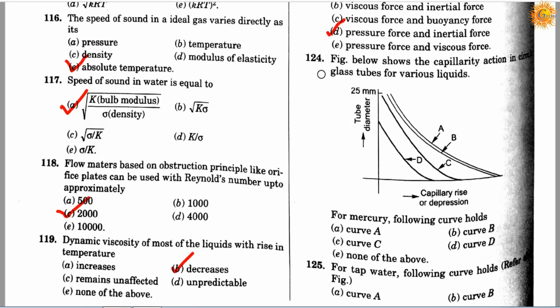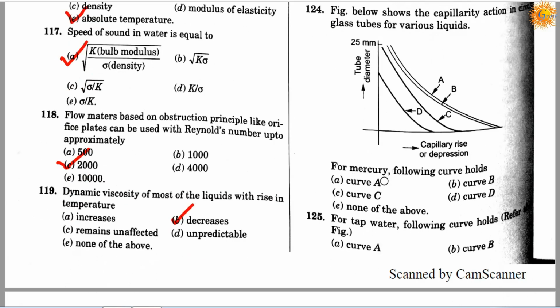Question number 124. The figure below shows the capillarity action in glass tube for various liquids. You can see a graph between tube diameter and capillary rise or depression. For mercury, the following curve will hold. Option A is curve A, option B is curve B, option C is curve C, option D is curve D, and option E is none of the above. So the correct answer is D.